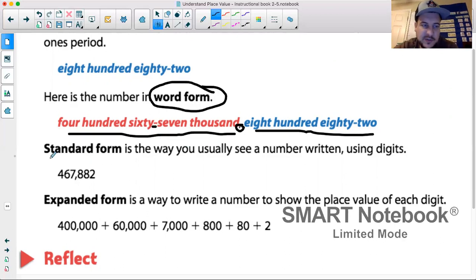So next brings me to standard form. I've already known this form and didn't realize it.